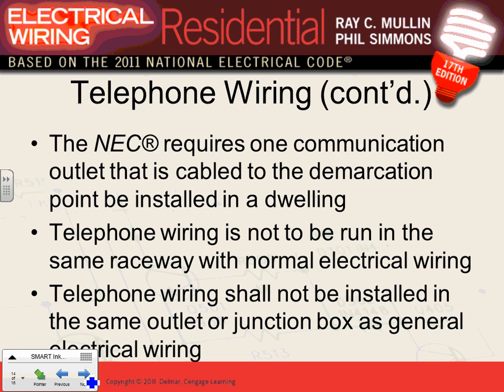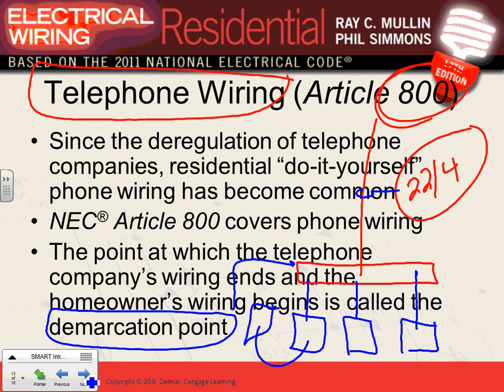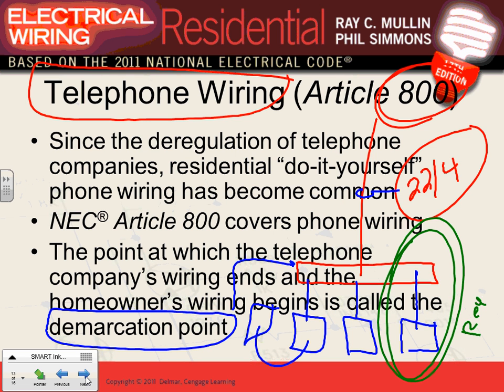Okay, here's what the code requires. Article 800, which actually came in 2008, requires you to have at least one phone jack wired to the demarcation point. In dwellings, only one, you can put it anywhere you want, and you have to wire it to the demarcation point.